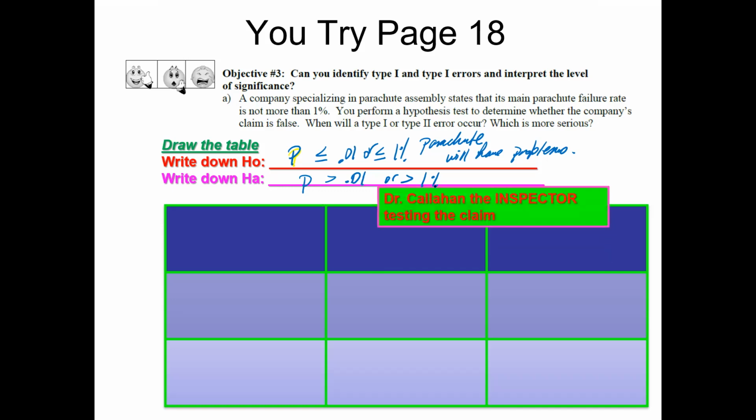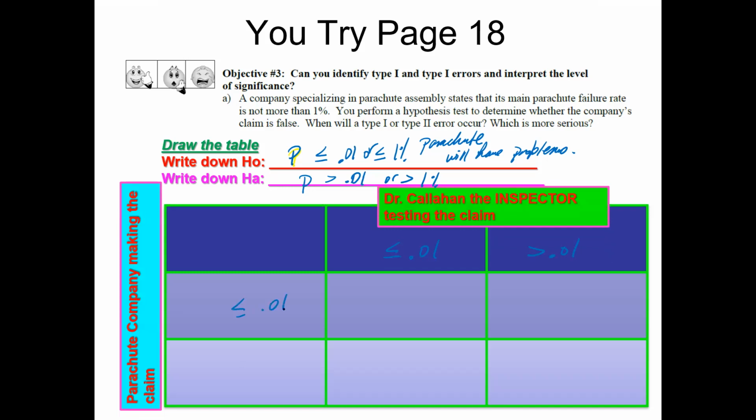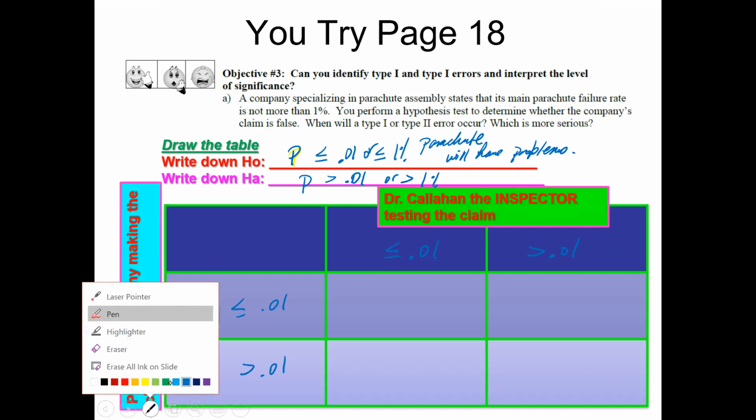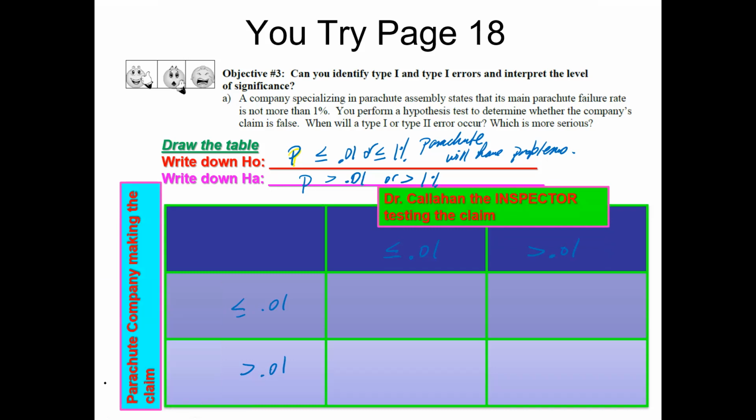So then on top is Dr. Callahan, the inspector, testing the claim. On the left side is the parachute company making the claim. Okay, so I'm going to say less than 0.01, greater than 0.01. Here it's less than 0.01, greater than 0.01. Okay, so let's take a look at the first scenario.